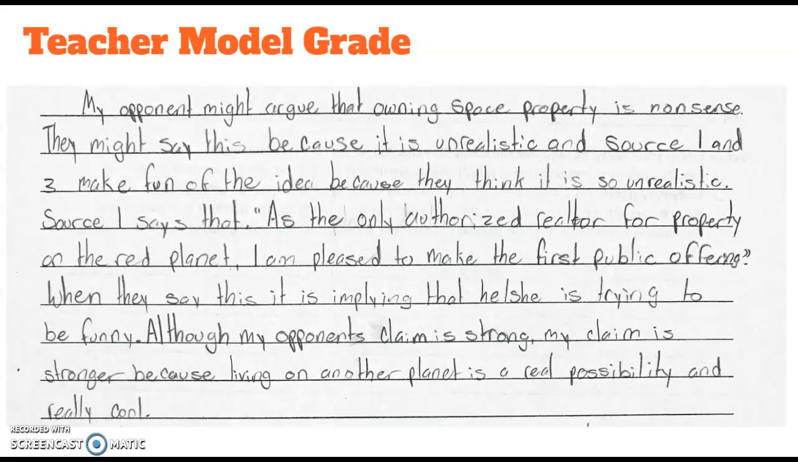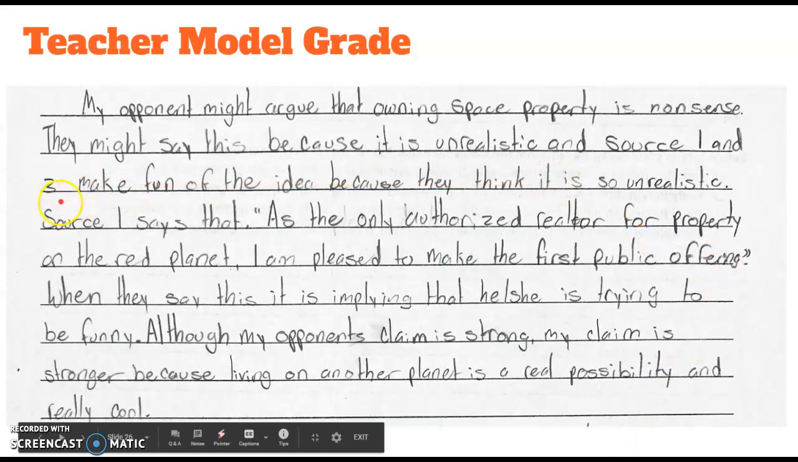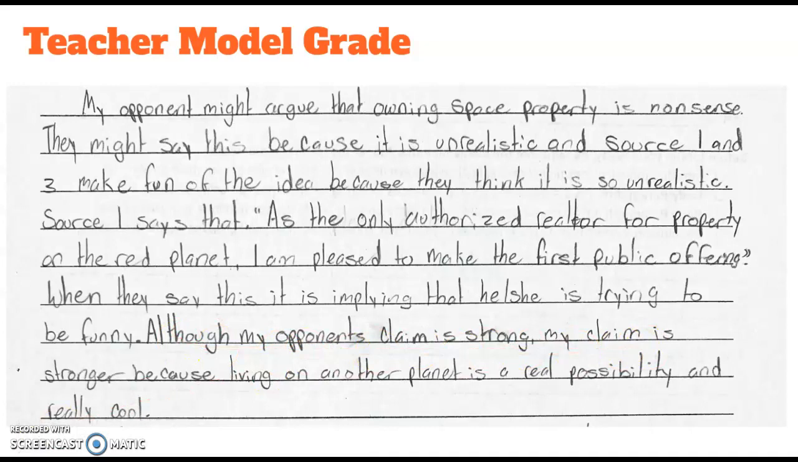So this student did a great job of doing the counterclaim. They bring up the enemy's point of view and they also quote evidence to support the enemy's point of view. That's a very strong technique. Then they provide a solid counterclaim. But again, I'm losing the focus of buying property in space. She's talking about living in space, but we need to be more specific, buying property in space.